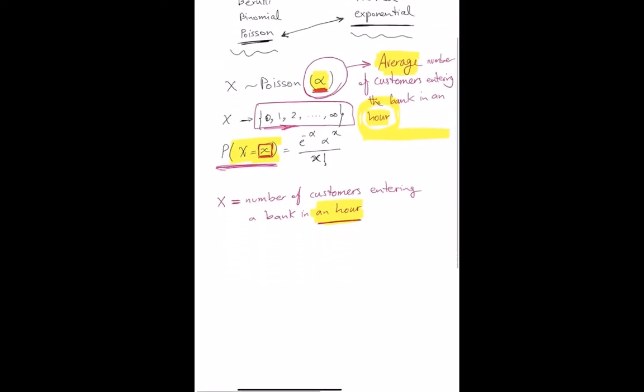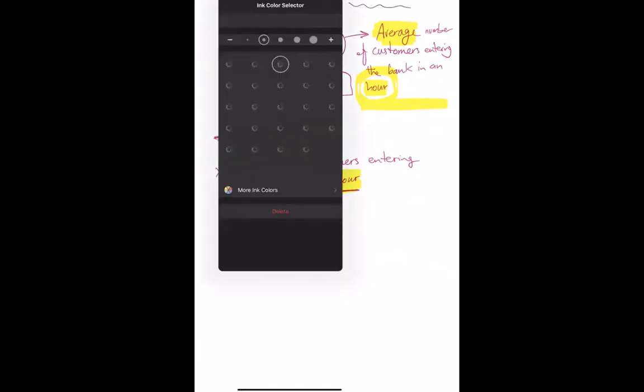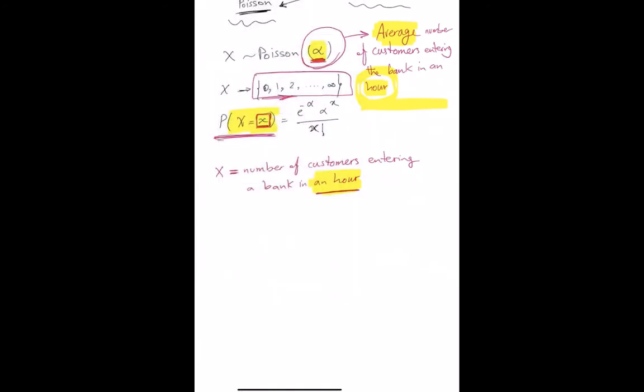Okay, so now let's assume I define another random variable that also has a Poisson distribution with parameter alpha. And let's assume this is the definition of alpha. Y equals the number of customers that enter the bank in 2 hours.